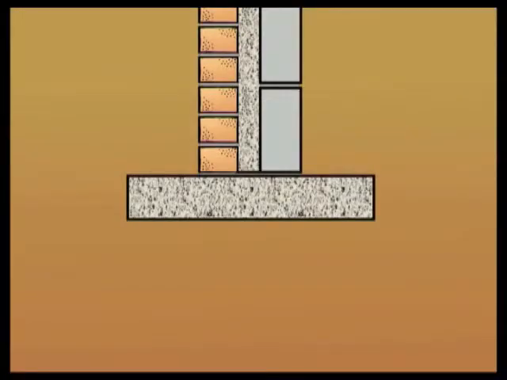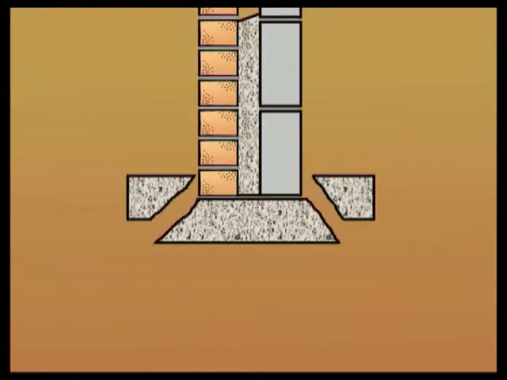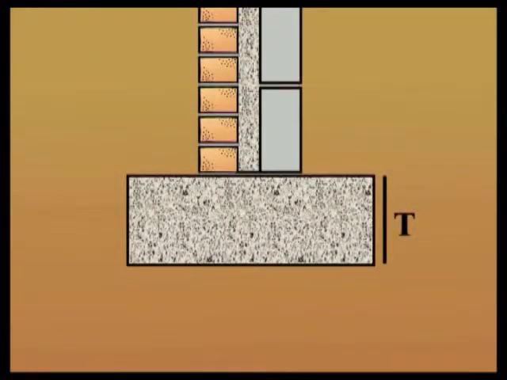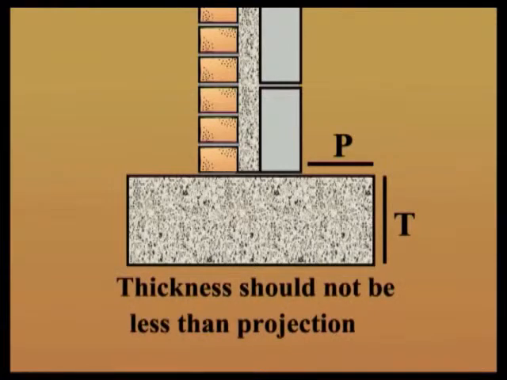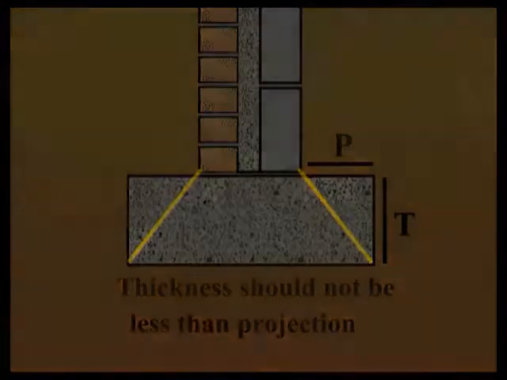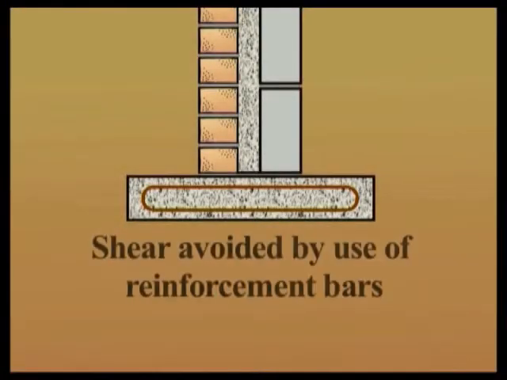The load from the walls is distributed through the concrete at about 45 degrees. In thin, wide foundations, there's the danger that the load from the wall can crack the concrete, reducing the effective bearing area. This is called shear failure. As long as the thickness of the concrete is not less than the projection, the correct bearing area will be maintained. In wide foundations, this uses a lot of concrete, so a cheaper option is to keep the foundation thin, but reinforce the concrete with steel.